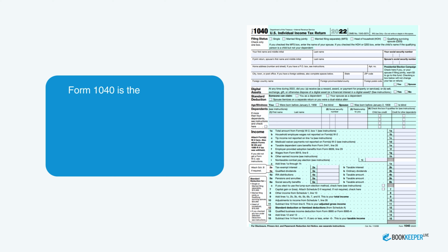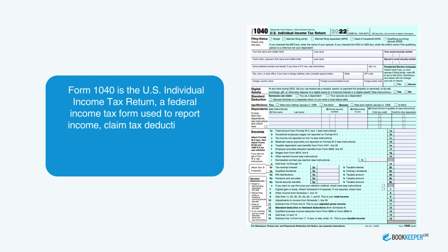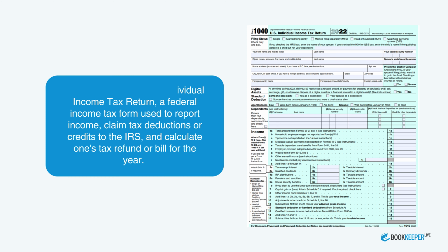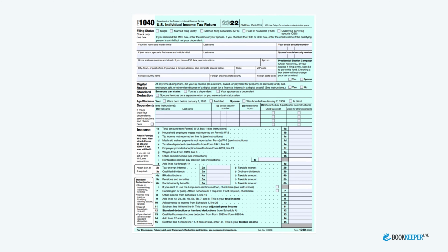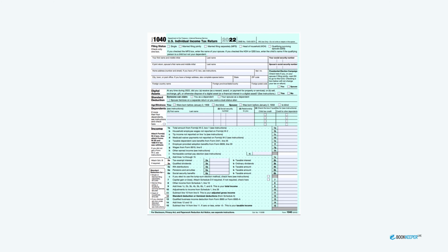Form 1040 is the U.S. Individual Income Tax Return, a federal income tax form used to report income, claim tax deductions or credits to the IRS, and calculate one's tax refund or bill for the year. Now, let's dive into the details of the 1040 form.